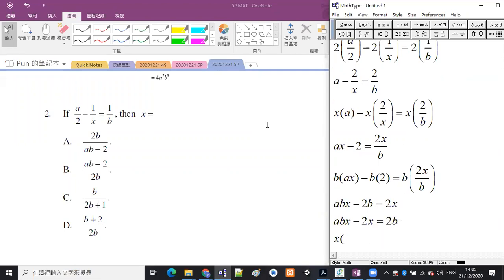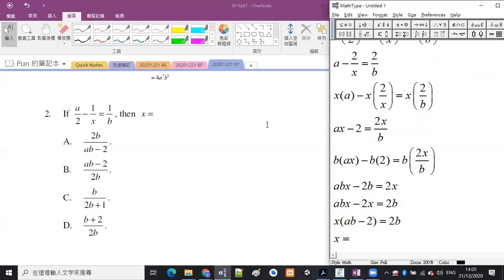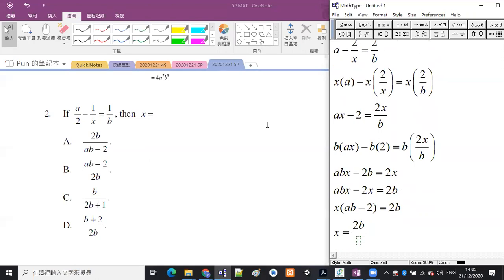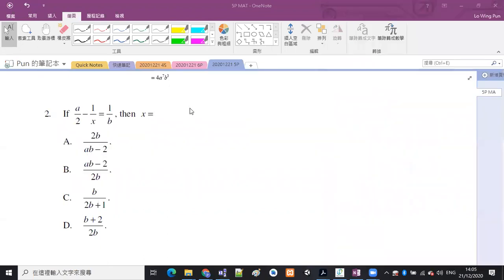And then we can take out the common factor and divide the factor to the right hand side. So now x is alone on one side, and on the other side there is no more x term, so x is the subject now. Okay, and this is the answer. The answer is option A. Can you get this?